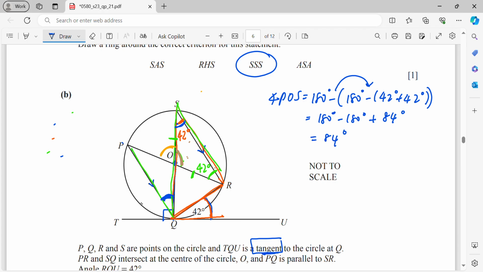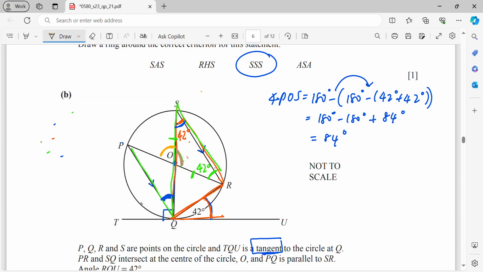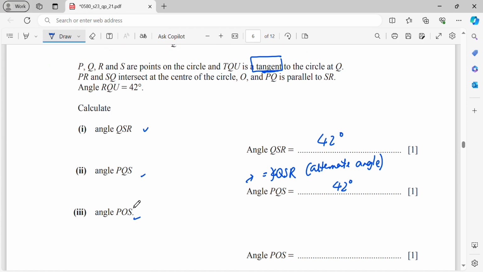Or you can say that this brown color, this orange color angle, is the same as the summation of these two angles. So that is 84 degrees. So done for the questions.